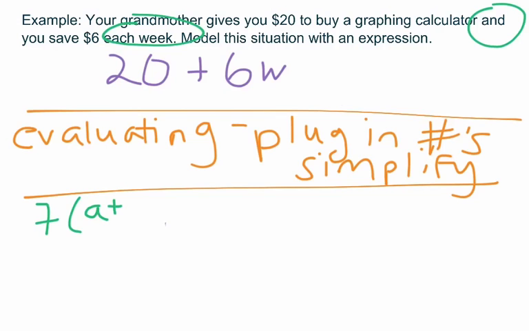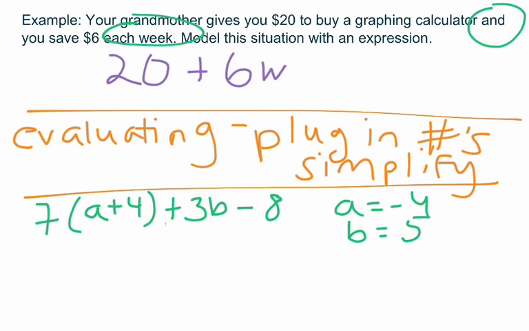Okay, so we have 7, and then we have in the parentheses a plus 4, plus 3b minus 8. So there's our algebraic expression, and we are told that a is equal to -4 and b is equal to +5. So if you were given this and you were simply asked to evaluate, all you would do is take out the variable, so take out the a, and you would plug in the -4, and you would take out the b and plug in a 5.